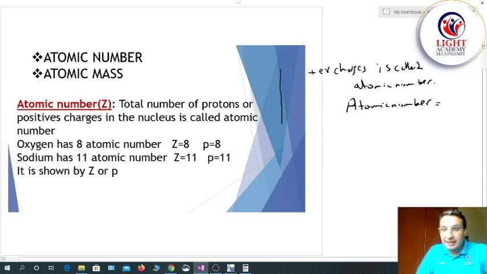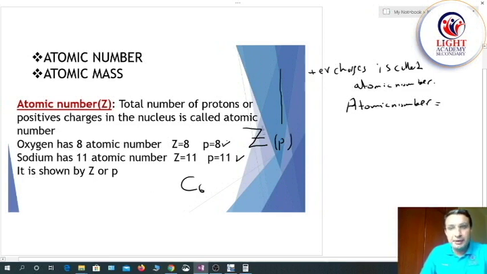Every element has an atomic number, and this atomic number is unique. For example, atomic number of oxygen is 8. Atomic number can be represented by capital Z or small p. That is also important. So capital Z and small p is the symbol of atomic number. Every element has an atomic number, as I said. For example, atomic number of oxygen is 8, atomic number of sodium is 11, atomic number of carbon is 6.